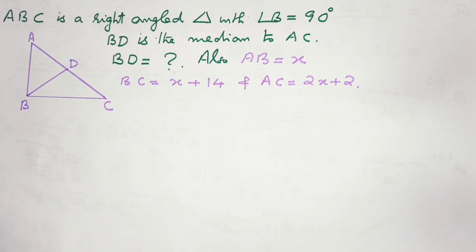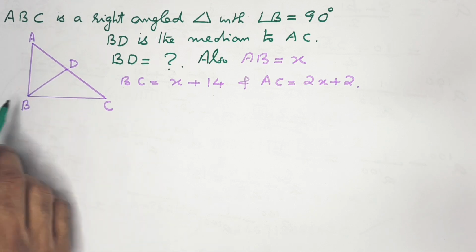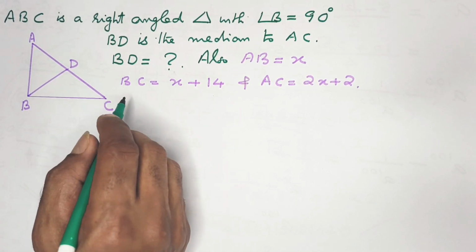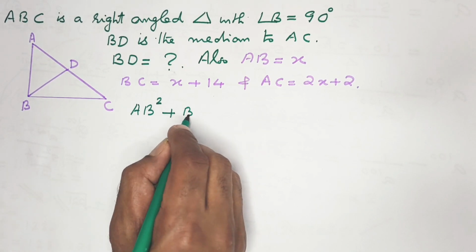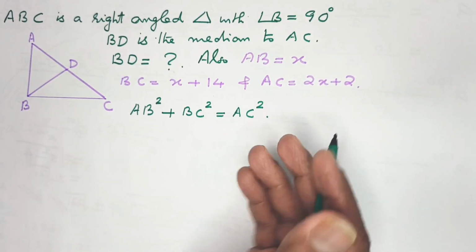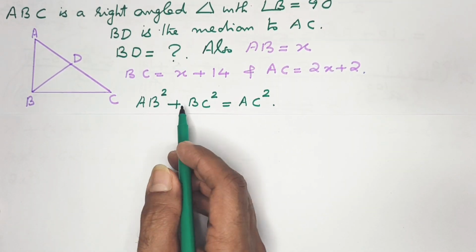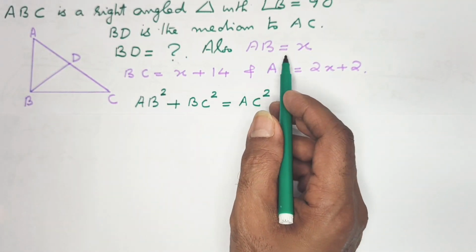Hey guys, today we are looking at a problem which is a mix of both geometry and algebra. Given here is a right-angled triangle ABC, right-angled at B. So we know that AB squared plus BC squared equals AC squared, the most familiar Pythagoras theorem. Now these three sides are given in terms of some variables in the problem.